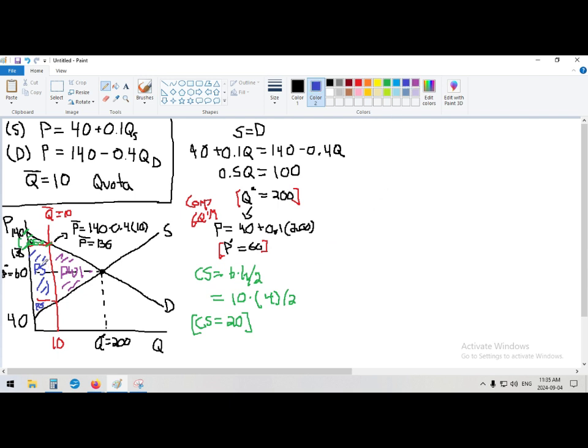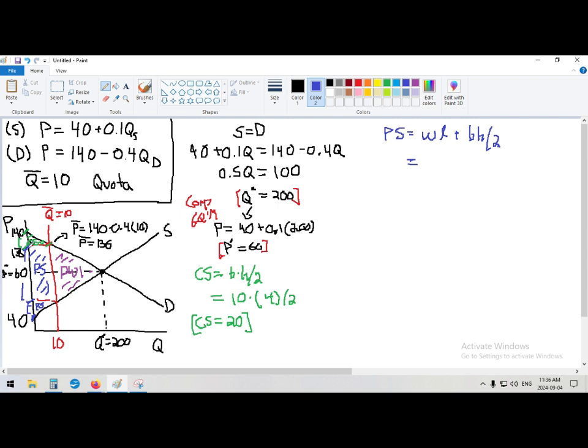Now for producer surplus, it's a little more complicated because we have to figure out the box here, and we got to figure out this triangle here. So we got to go here to here for this box, and we got to go here to here for this triangle. So let's do the box here, which is a rectangle, so it's width times length. And we have base times height divided by 2 for the triangle. Let's figure this out here.